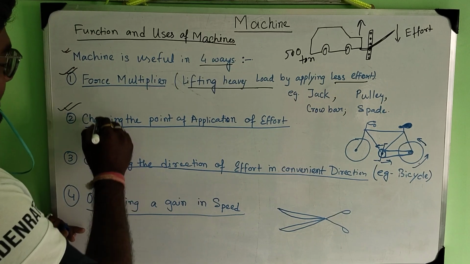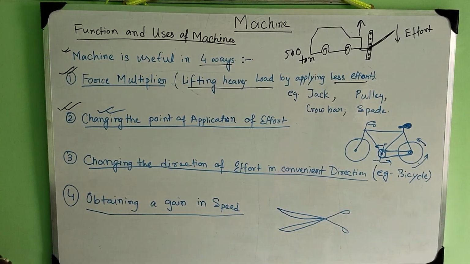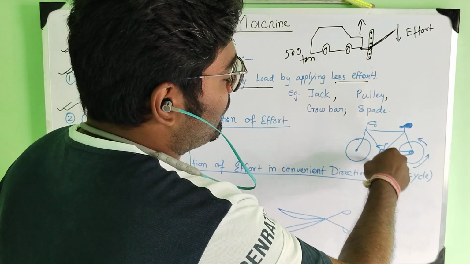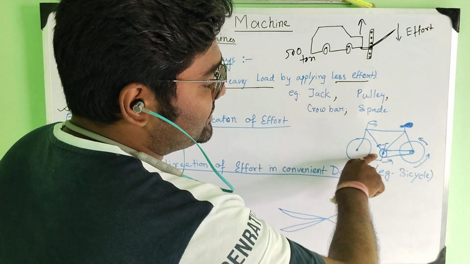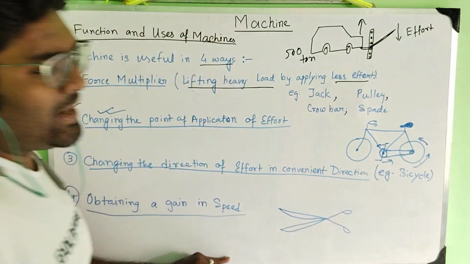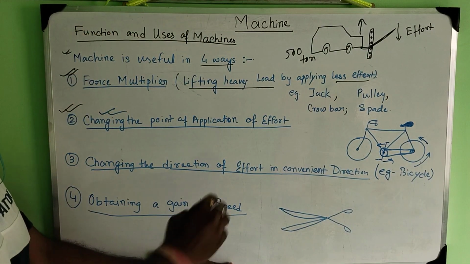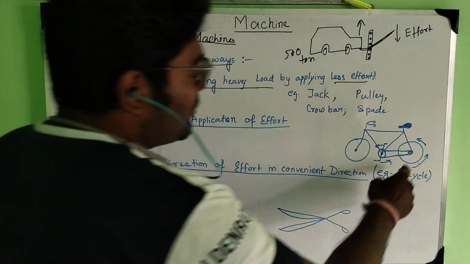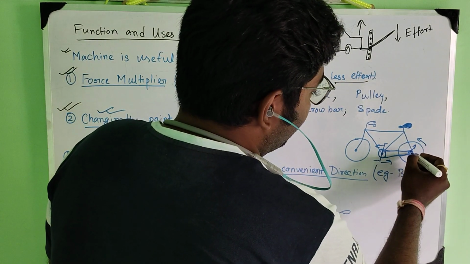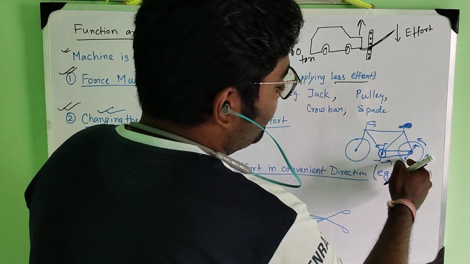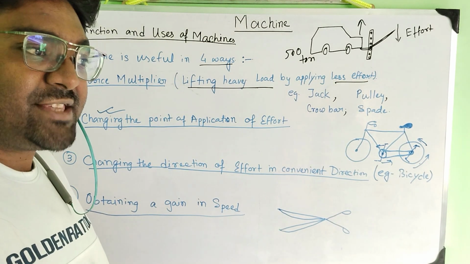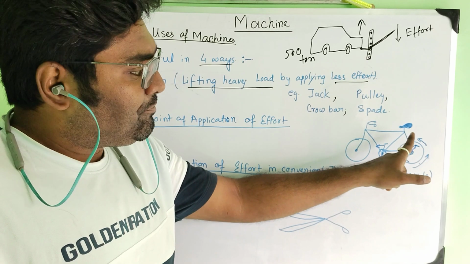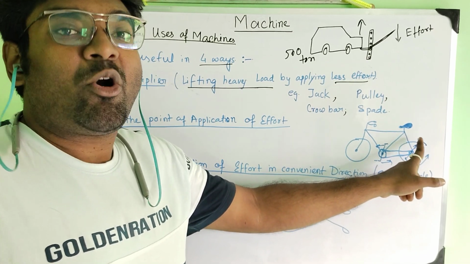That means changing the point of application of the effort. Actually, we have to rotate the rear wheel, but we apply the effort on the pedal, and this chain and wheel system transfers the load to the rear wheel. If the pedal were situated on the rear wheel only, we could not pedal. Just think about the bicycle: it would be very inconvenient for us.